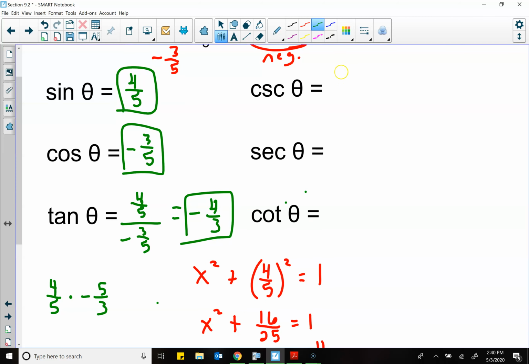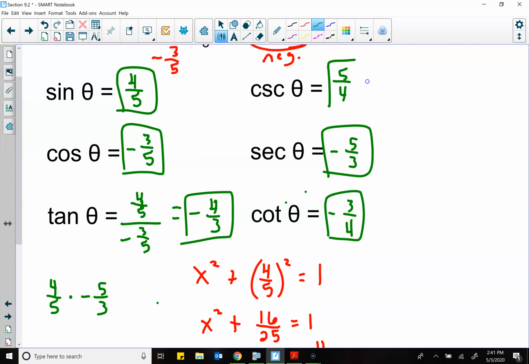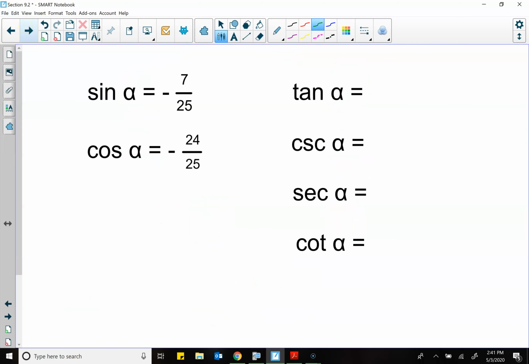So all we do to get the other 3 is flip, flip, flip. So cosecant is 5/4, because it's the flip of sine. Secant is the flip of cosine, so that's negative 5/3. And then we flip the tangent, which gives us negative 3/4. And there's all 6 answers. See, you got this. Nothing crazy. Easy peasy lemon squeezy. All right, go ahead and pause the video and try this one.